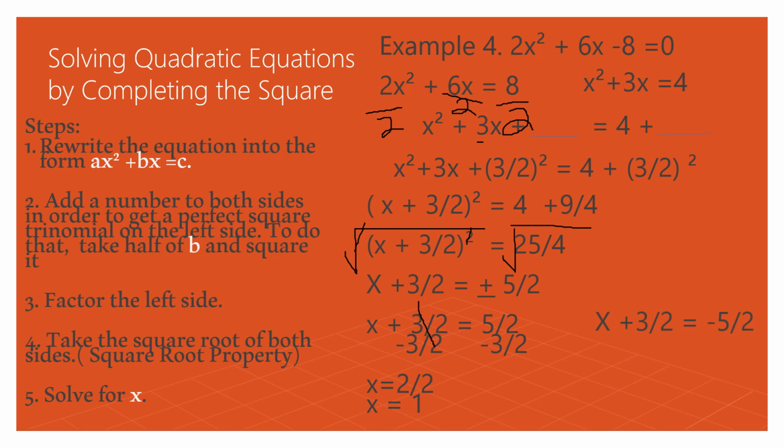Next, on the other side, x plus 3 halves is equal to negative 5 over 2. And again, we need to add negative 3 halves on both sides para ito ay maging 0. At ito naman ngayon, pareho ulit ang denominator nila, kaya add lang natin. Negative 5 plus negative 3, that is negative 8 over 2. Or equal to negative 4.